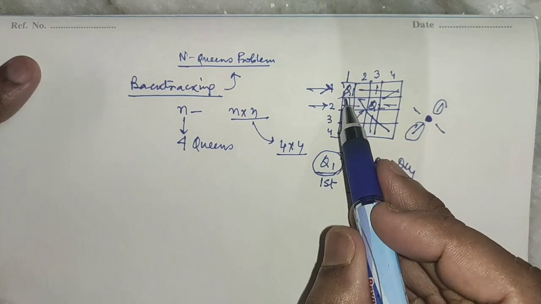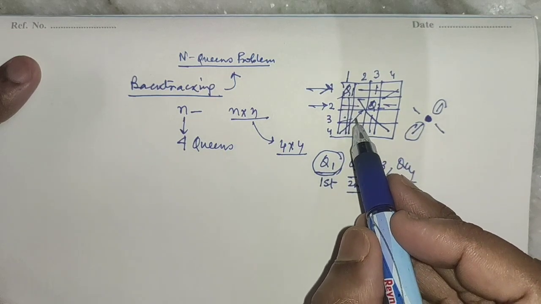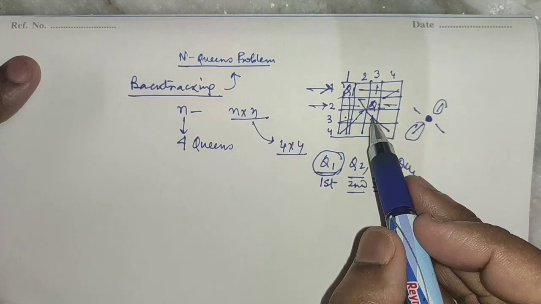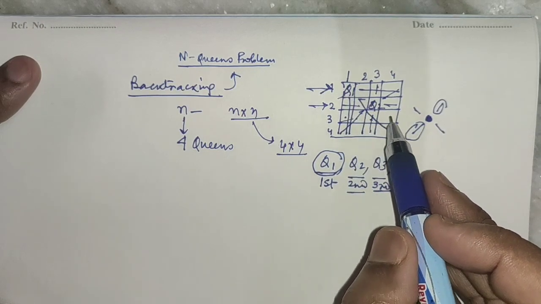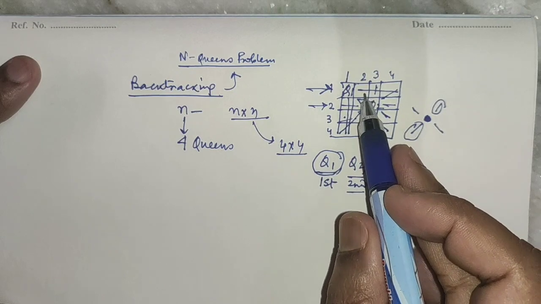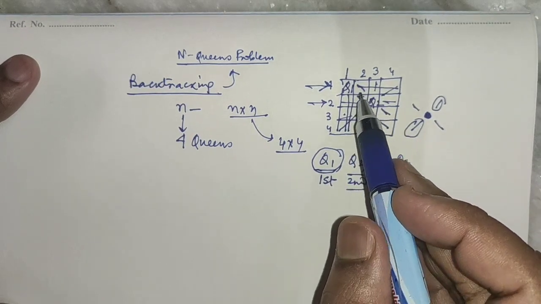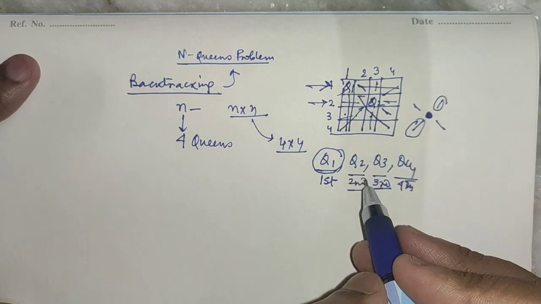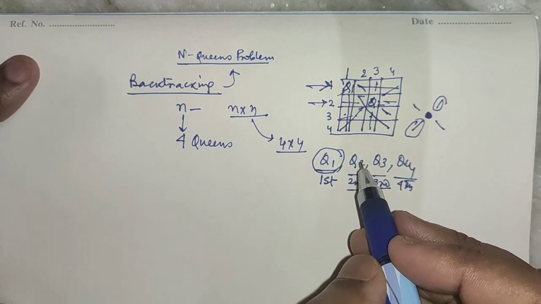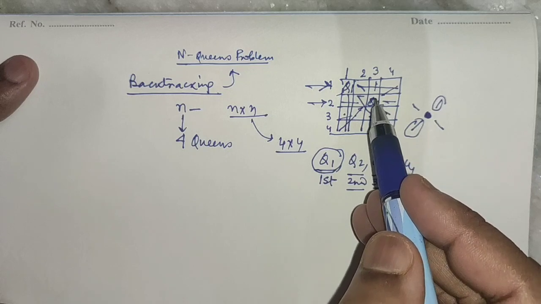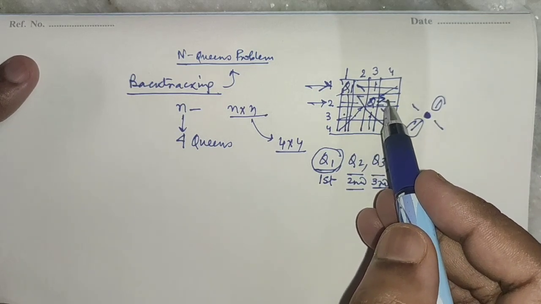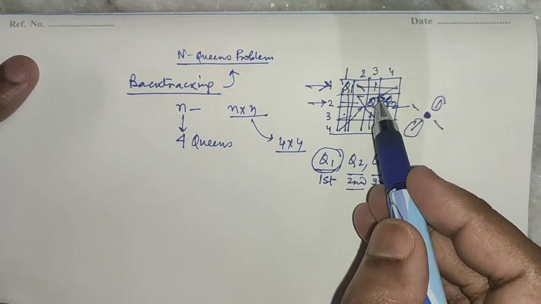This column is blocked with respect to queen 1. This one is blocked with respect to queen 2. This one is blocked with respect to queen 2 and queen 1 both. And this one is blocked with respect to queen 2. This is the upper left to lower right diagonal. So here the first point of backtracking comes into the picture. That means you have to shift queen 2 to the immediate next cell, that is cell number 4. So this is the place for queen 2 now.